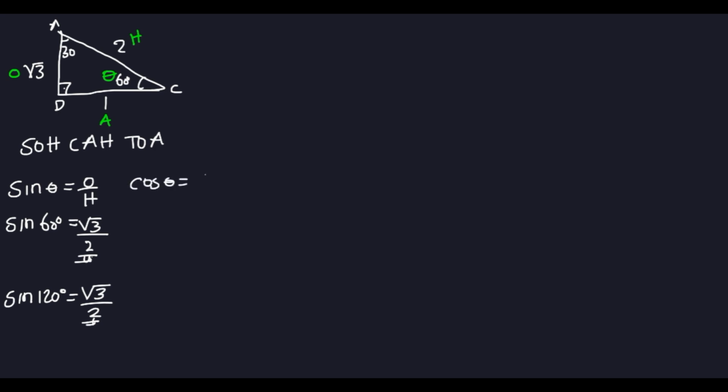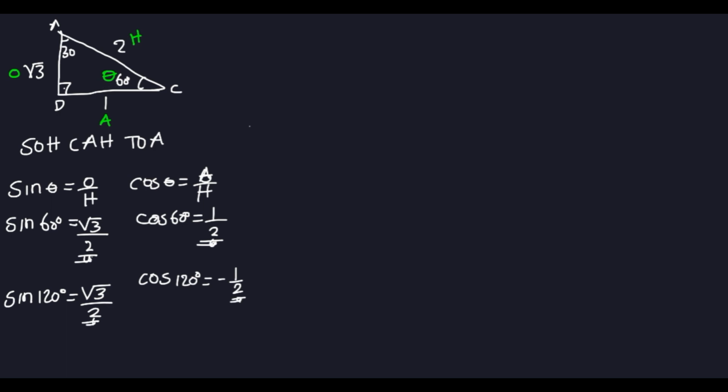Cos theta is equal to adjacent over hypotenuse. So cos 60 is equal to, what is our adjacent? 1, over hypotenuse 2. So cos 60 is half. So what is 180 minus 60? That is 120. So cos 120 is equal to negative half.